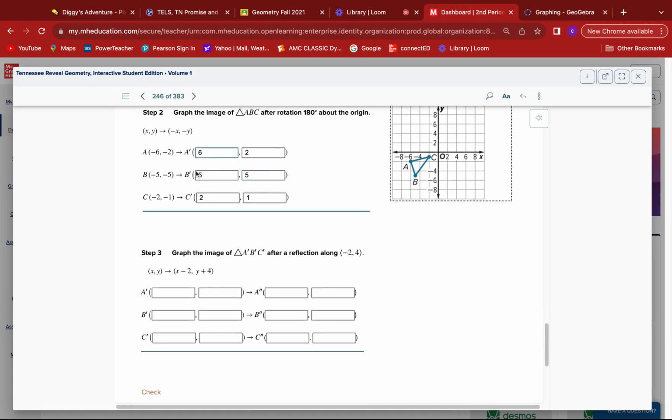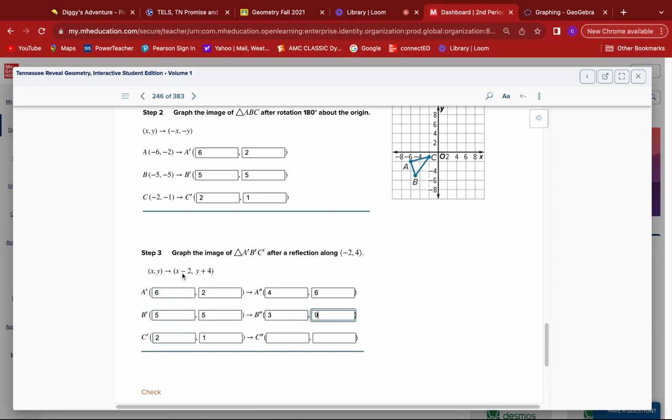So I'm going to replace that 6 into the x, 6 minus, oh, okay, my bad. They have us go ahead and give those again. So, sorry, 6, 2, 5, 5, and then 2, 1. Okay, so I'm going to replace that 6. 6 minus 2 is 4. Replace the 2 for the y. 2 plus 4 is 6. Replace the 5 for the x. 5 minus 2 is 3. And then 5 plus 4 is 9.